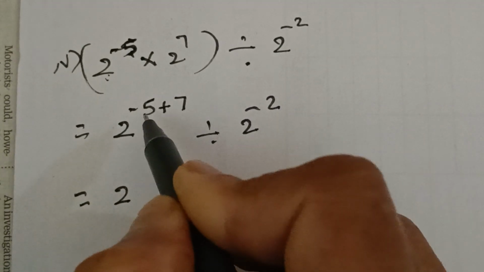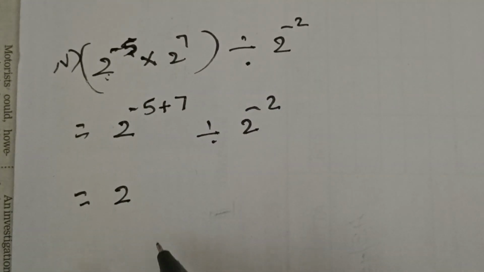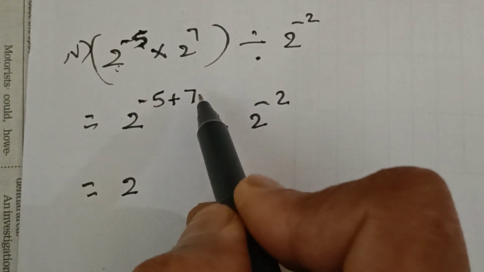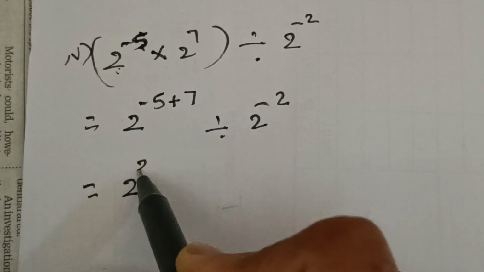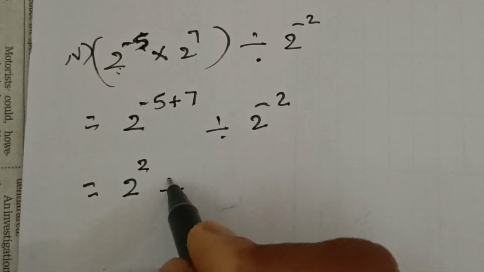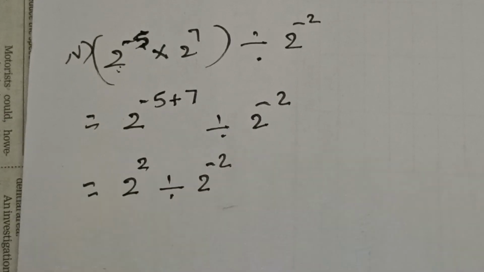2 to the power. What is minus 5 plus 7? Again, rule of integers. Signs are different. Subtract and put the sign of the greater number. 7 minus 5 is 2. Okay, sign of the greater number is positive. Answer is plus. Divided by 2 power minus 2 as it is.